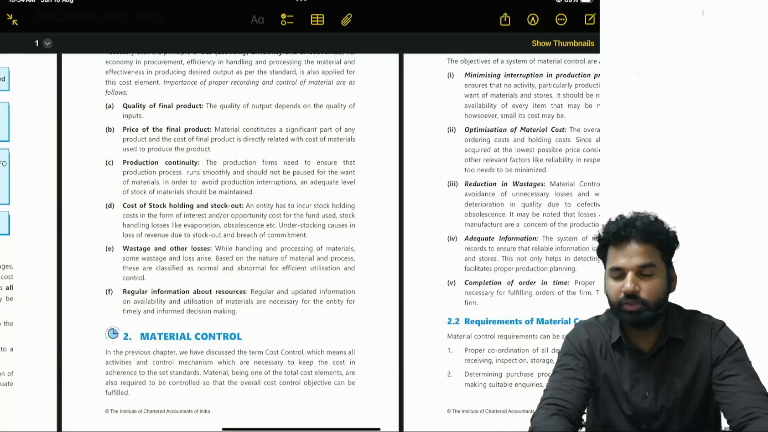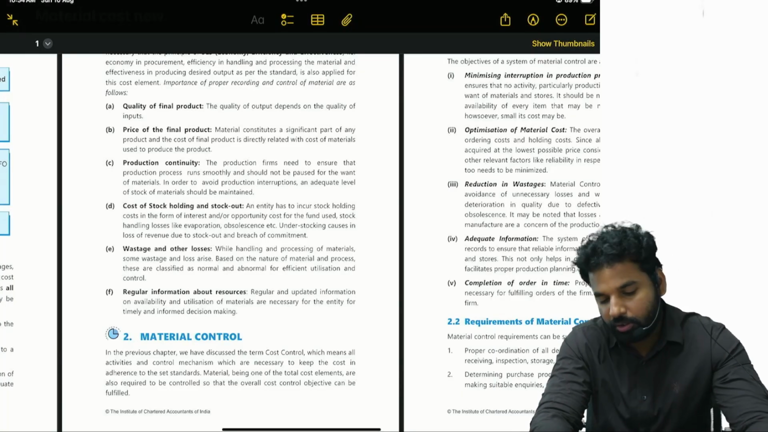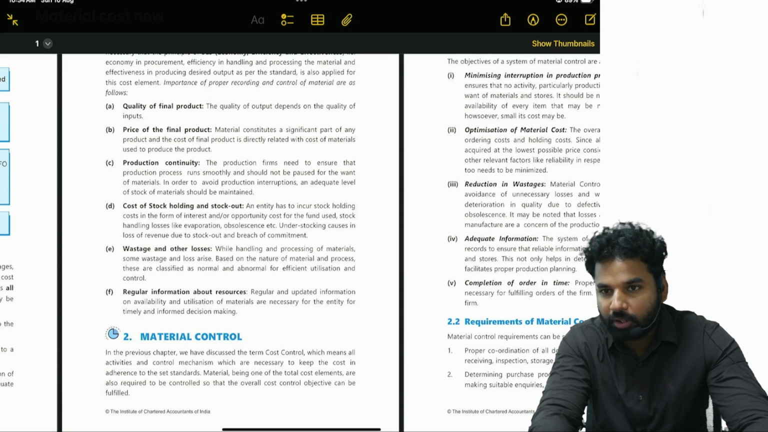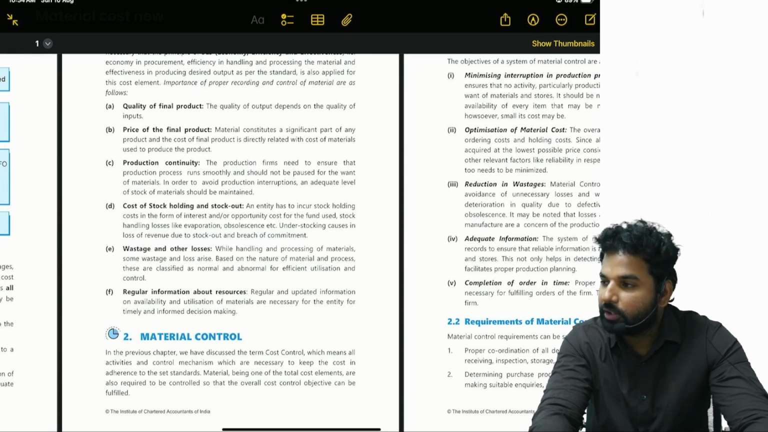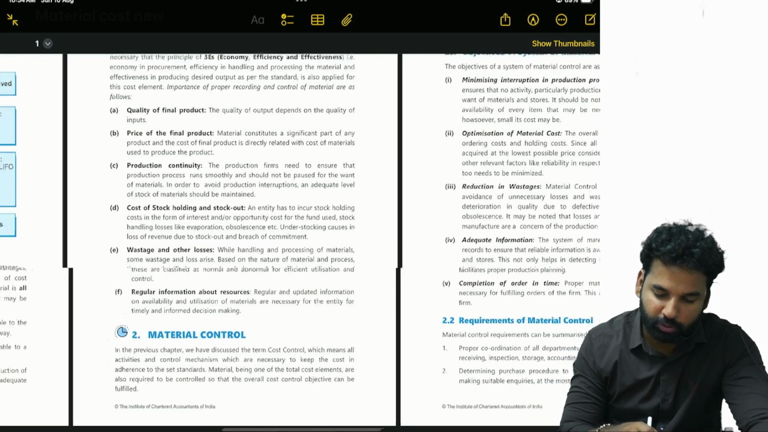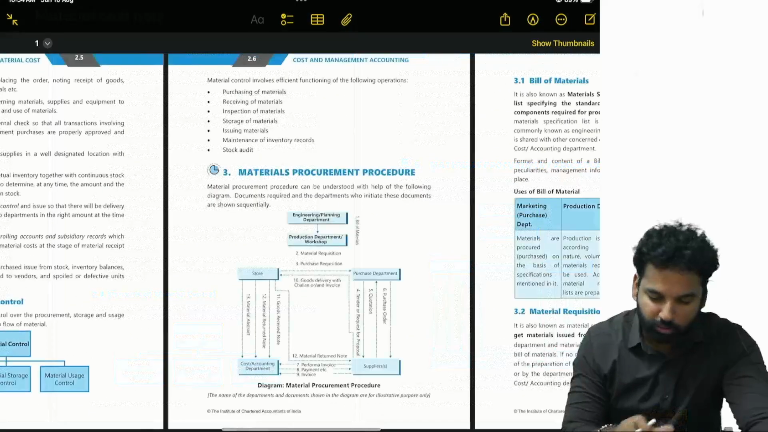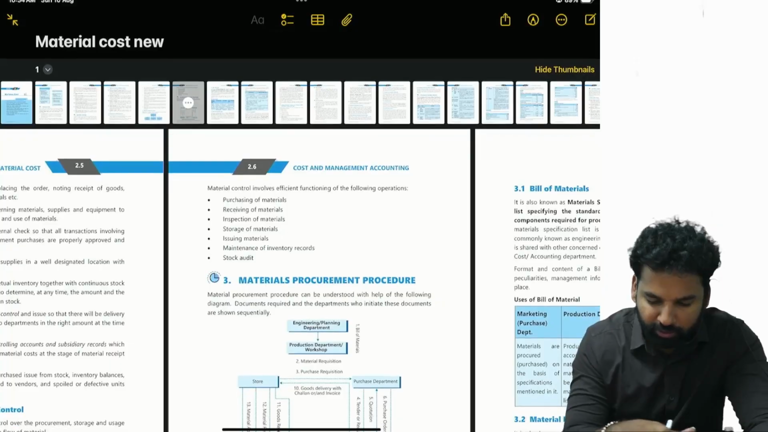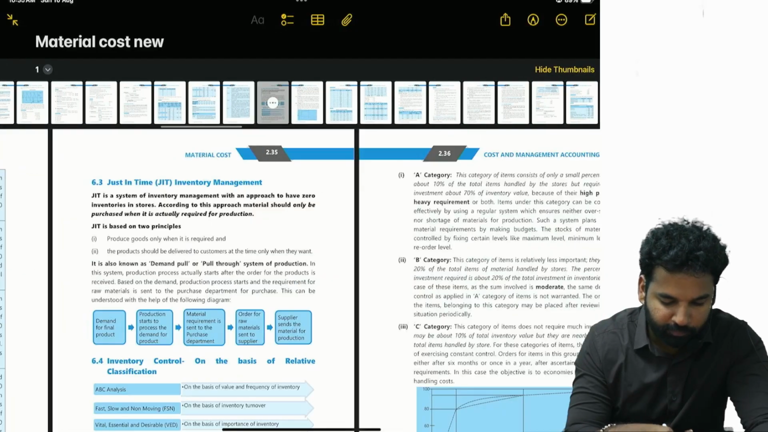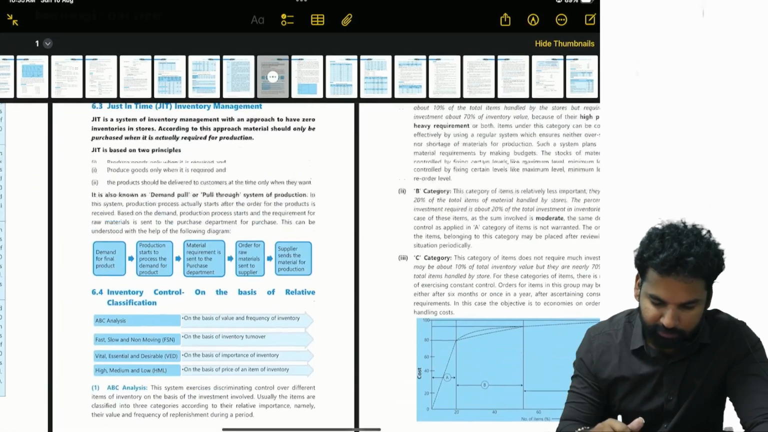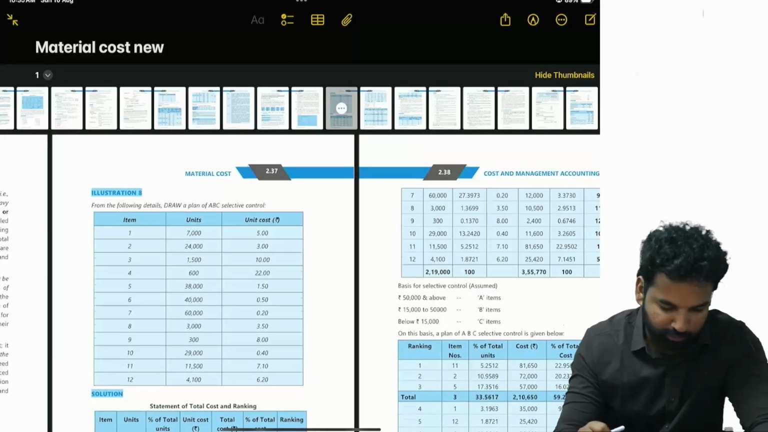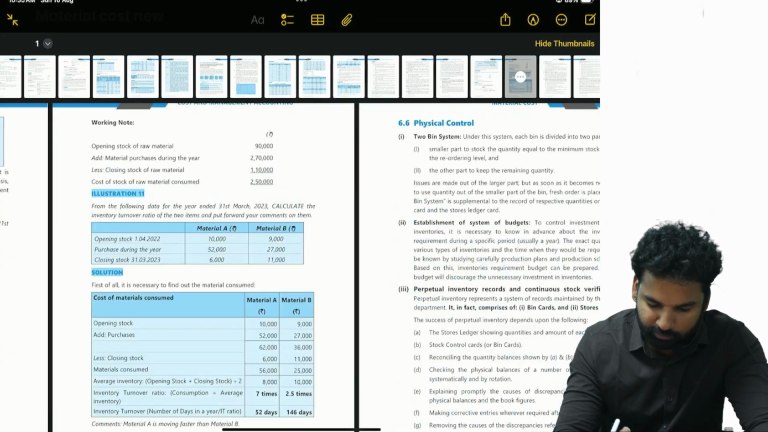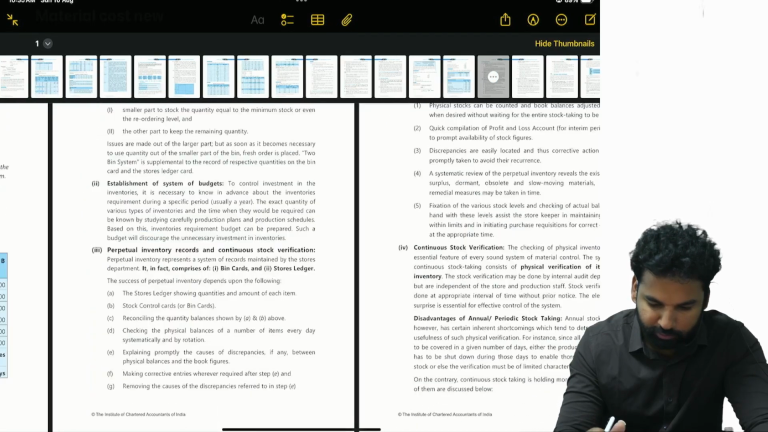valuation of material issues. There we are discussing FIFO method, LIFO method, average, weighted average. In that, you have solved some questions, sir. Yes. Now we are at question number 12, which is done. So now we need to go for question 13.